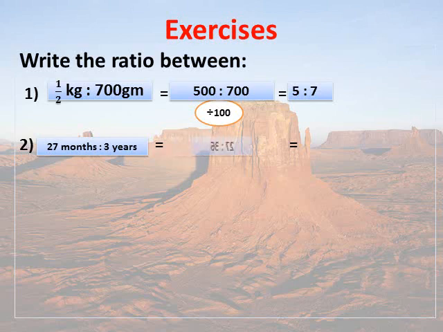So the ratio equals 27 to 36. Okay. The two terms became the same unit. 27 to 36, we can divide the two terms by 9, as the two terms are divisible by 9. 27 divided by 9 equals 3, and 36 divided by 9 equals 4. So the simplest form of the ratio equals 3 to 4.